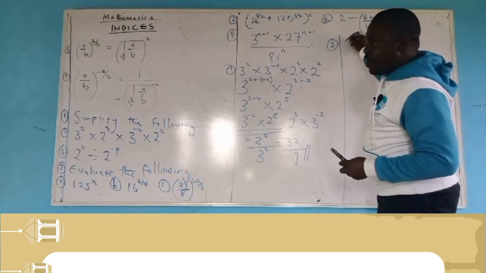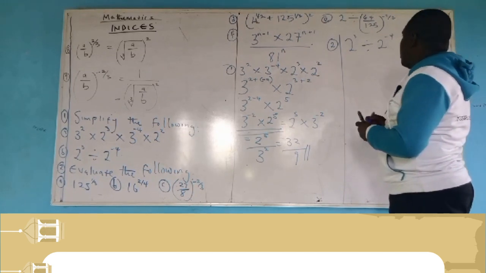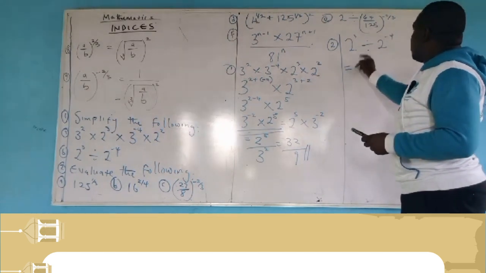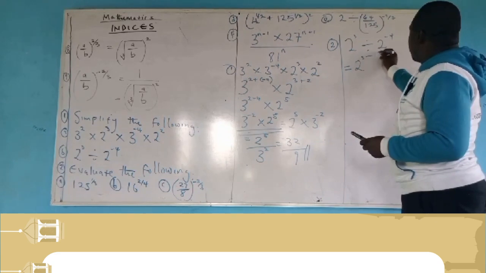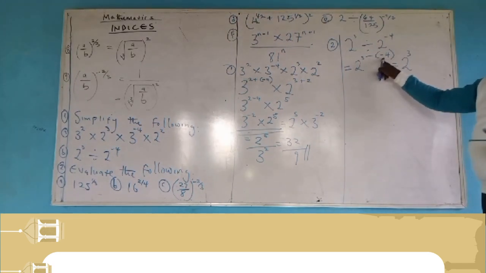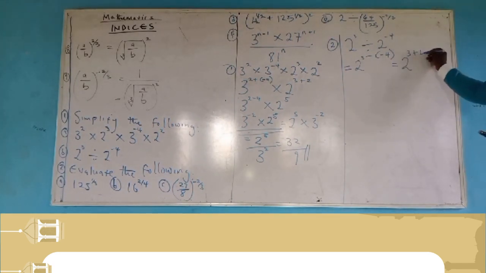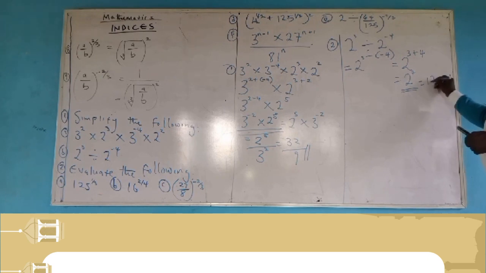From our division law, we have 2 raised to power 3 divided by 2 raised to power 4. Okay, now from our law, we know that this is the same thing as 2 raised to power 2 minus the bracket this. Automatically we have this now. Minus times minus, that's plus, and then we have 4. So this is 2 raised to power 7. That's 2 raised to power 5, 32. 2 raised to power 6, 64. And 2 raised to power 7, 128. So the answer is 128.